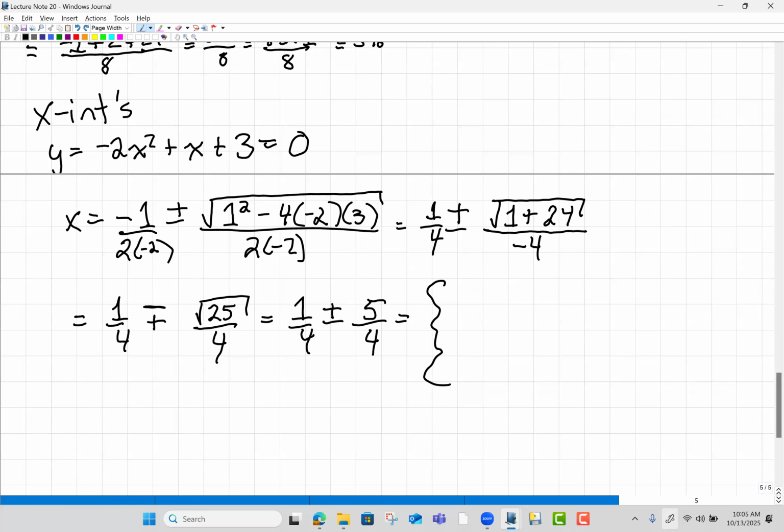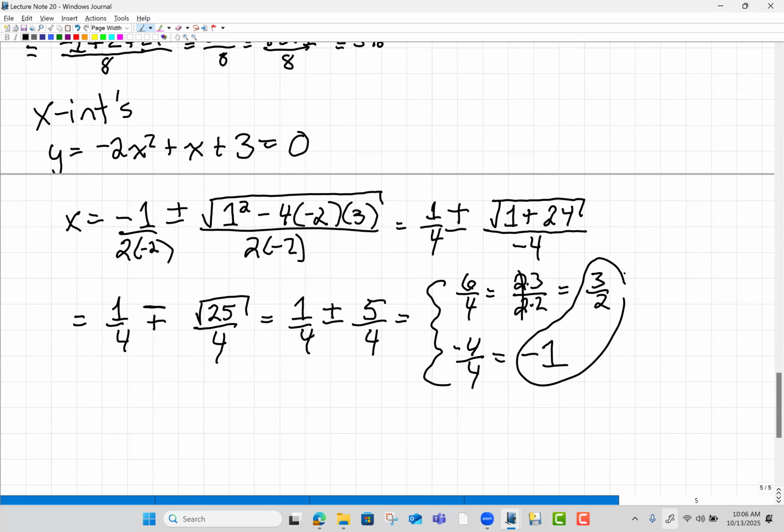1 plus 5 and 1 minus 5. Sorry about that. Okay. And also over 4. So these simplify. 6 is 2 times 3. 2 over 2 is 1. Over here, this is minus 1. So 3 halves and minus 1. So that little bit was 5/4.